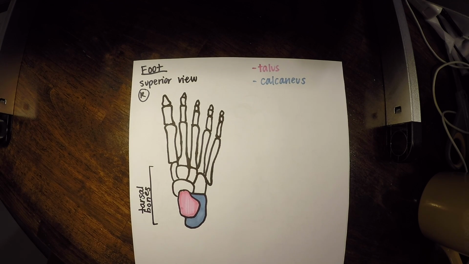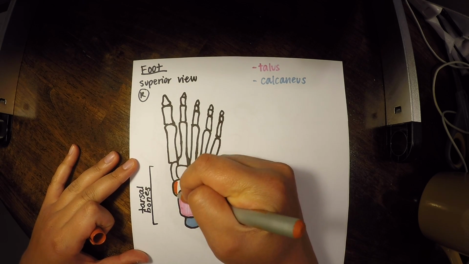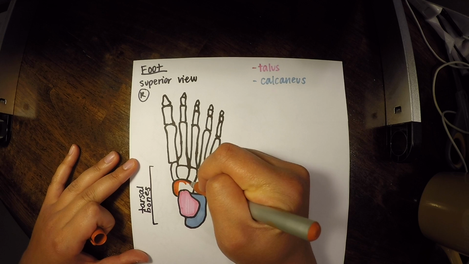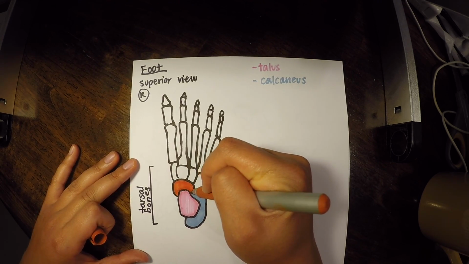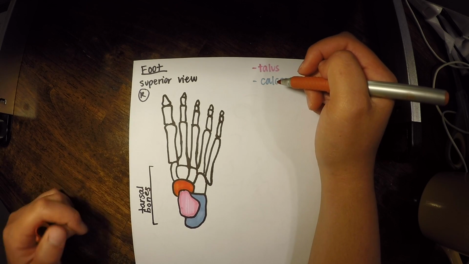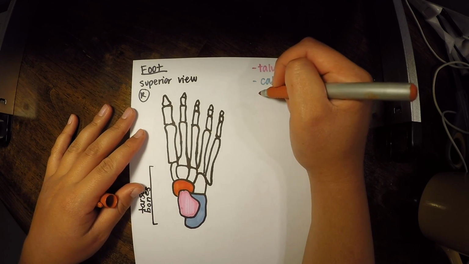Now, next we're going to have our navicular right here. Our navicular is really important. You can see if someone has a low arch where their foot is a little more collapsed, it's something called the navicular drop because it's dropped closer to the ground.